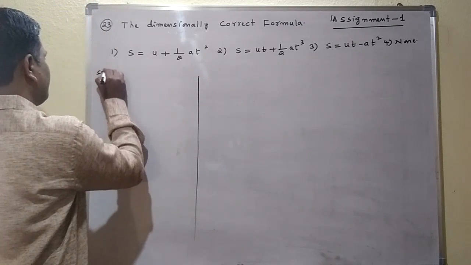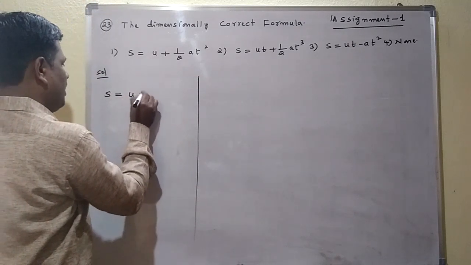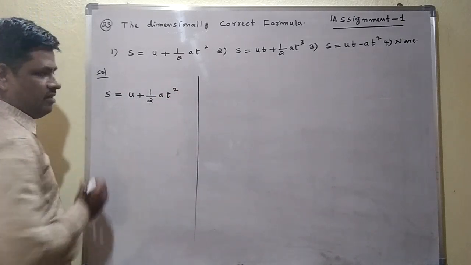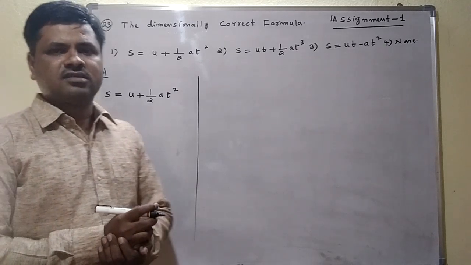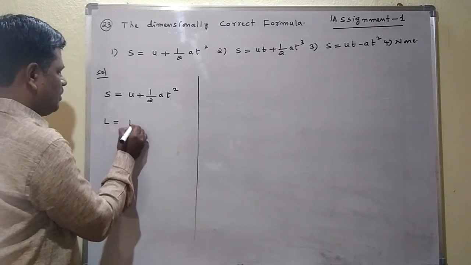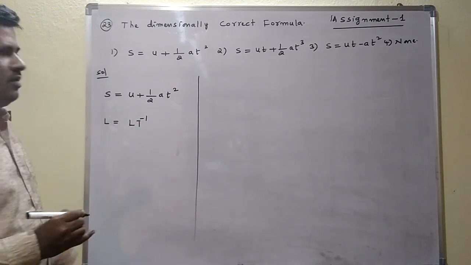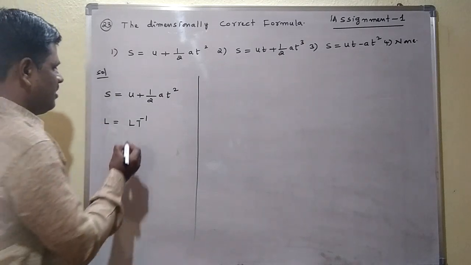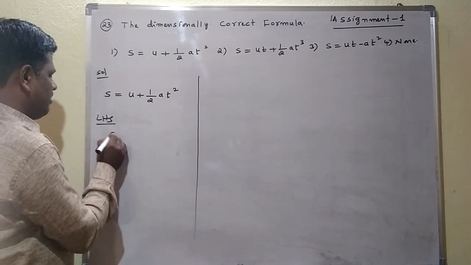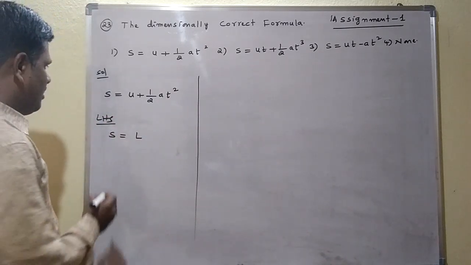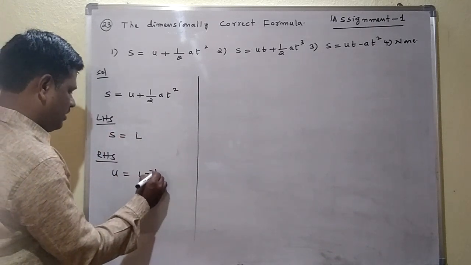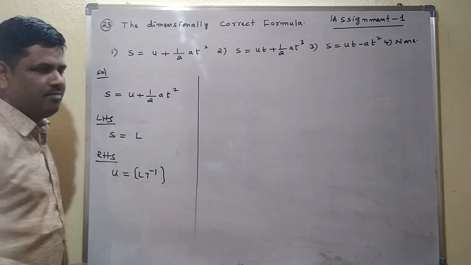Here, first option, see there. S is equal to u plus of at square. Right. S means length or distance covered. Distance covered means the dimensional formula is L. Here u means velocity, initial velocity, so L T power of minus 1. First, the LHS: the first term is S, dimensional formula L. Next, in the RHS, the first term is u, dimensional formula L T power of minus 1, velocity dimensional formula.